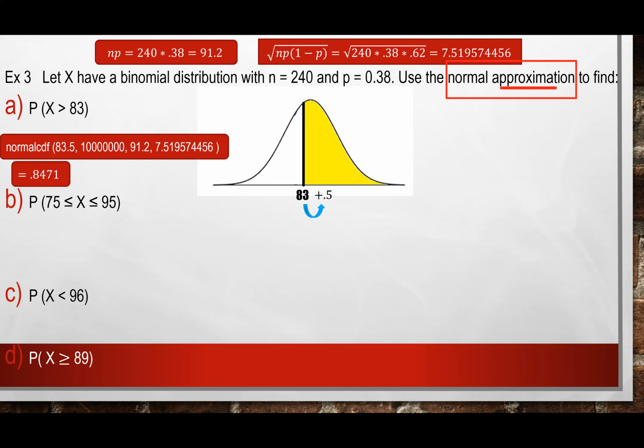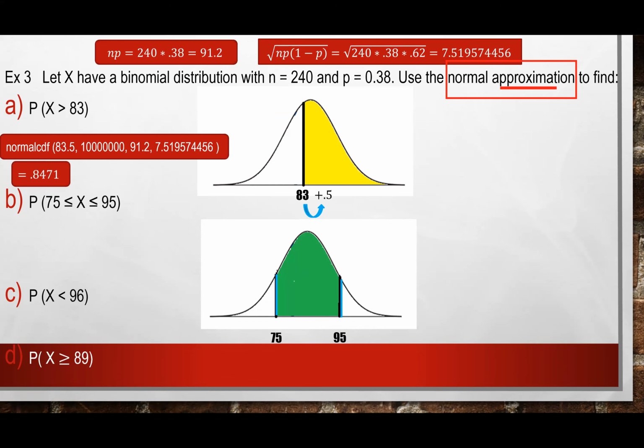Okay. And again, for B, we're looking for this area between 95 and 75. And again, we include these endpoints. Why do we include them? Because there's an equal sign underneath your inequality.